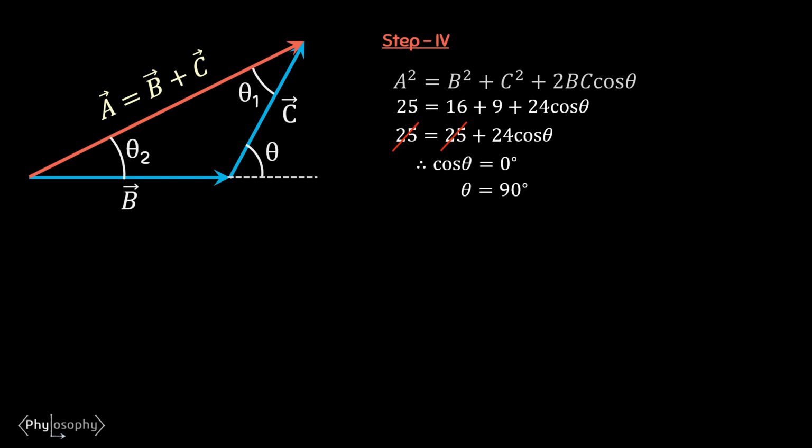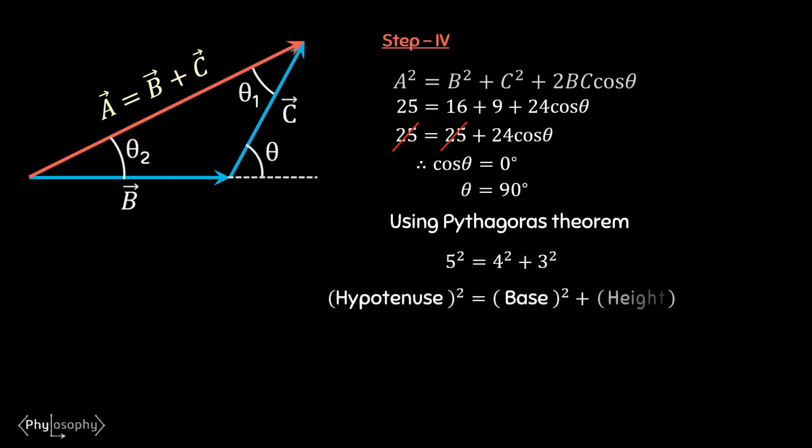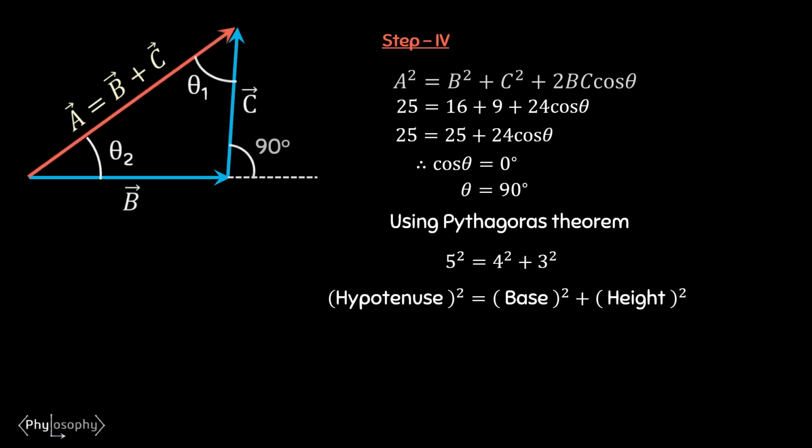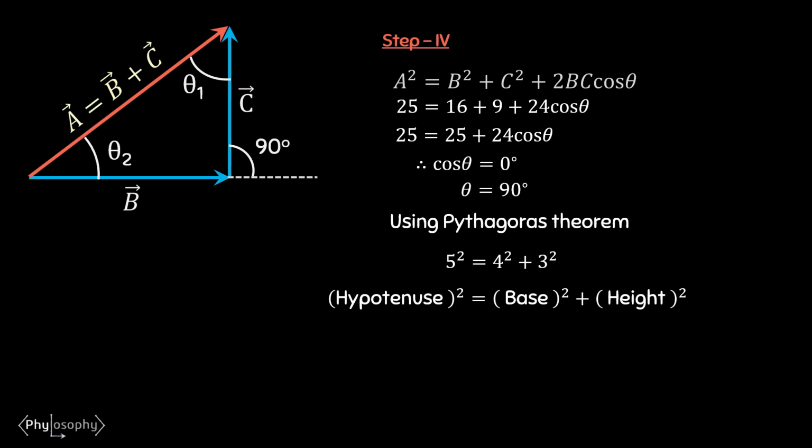You can also solve this using Pythagoras theorem if you carefully notice that the magnitudes given satisfy the relation 5 squared equals 4 squared plus 3 squared. That is, they can represent the hypotenuse, base and height of a right angle triangle. So we can say that the triangle is a right angle triangle and the angle between vector B and vector C is 90 degrees.